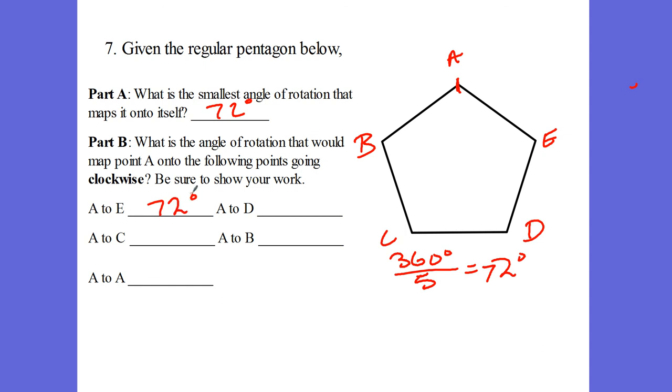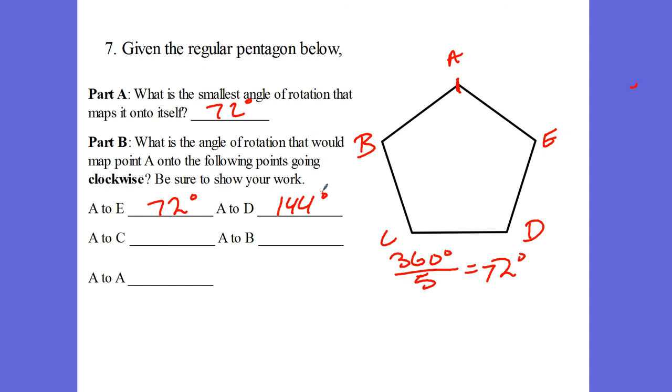Okay, now from A to D. If it's going from here all the way over to here, how many am I moving? That's 144. Very good, 144, because that's double, isn't it? That's two of them. I'm moving two of these, so it's 144, right? Yep. Okay, so now A to C.